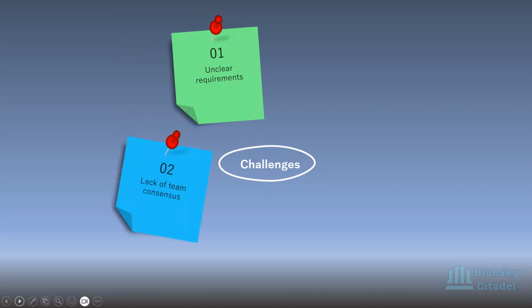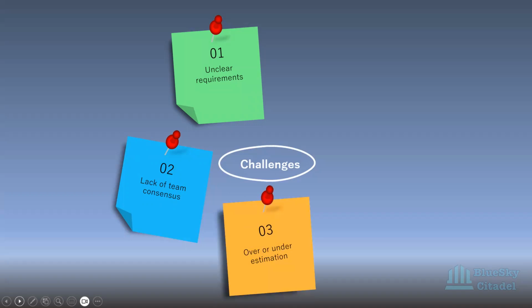Another one you have is lack of team consensus, which I've talked about earlier on, where you don't unanimously agree and there is a disagreement or conflict that arises during that estimation process. That is another challenge. And this, like I said, is based on people's knowledge, people's experience, people's skills, and all that. That affects things, and it's a challenge that you have. Another challenge that you might have is in a situation where you over or under estimate.